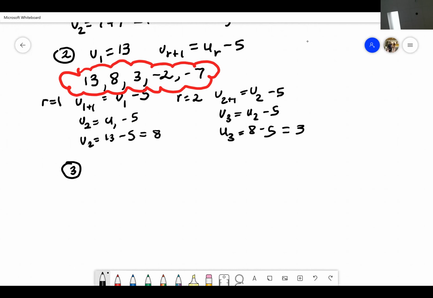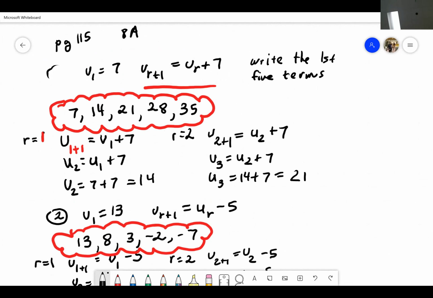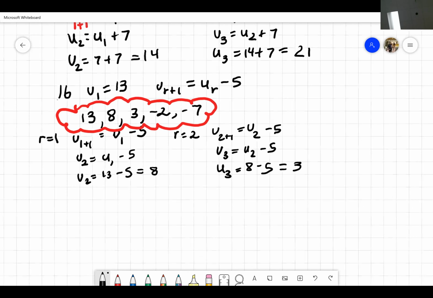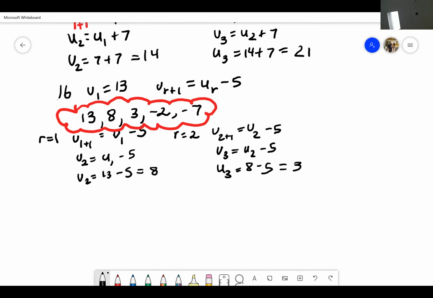I shouldn't have put 2 there, but whatever. This actually was 1A, and this was 1B. Let's see if I can pick a slightly more interesting one. And they're not that interesting, you know, it's just practice. So 1F says, u of 1 equals 1, and now u of r plus 1 equals u of r squared plus 3. I'll scroll it up.